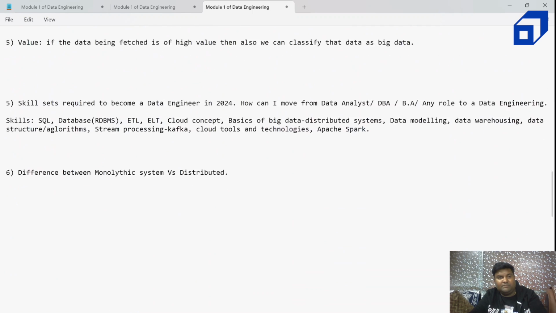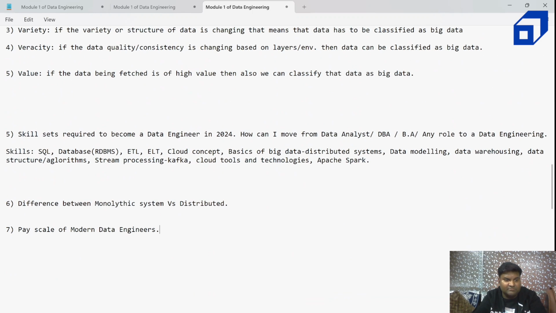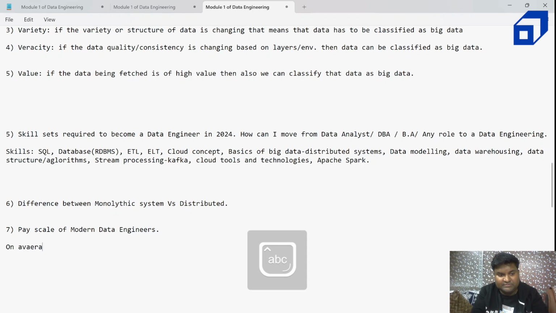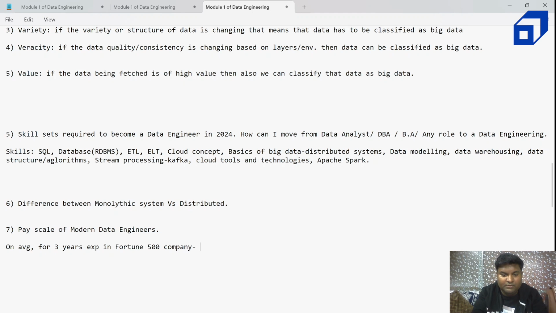So there's no standard answer for this question, but for the 2023 results I can say, as 2024 has just started, that on average, and based upon the average experience, for a 3 years experience person in a Fortune 500 company, the pay is 17 LPA. This is the average pay of a 3 years Fortune 500 company resource.